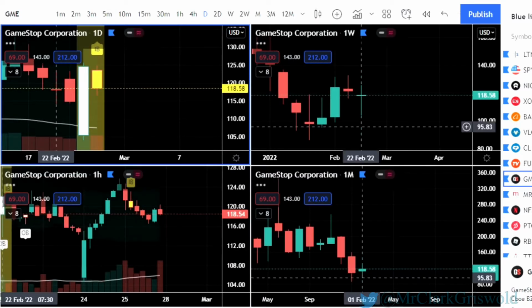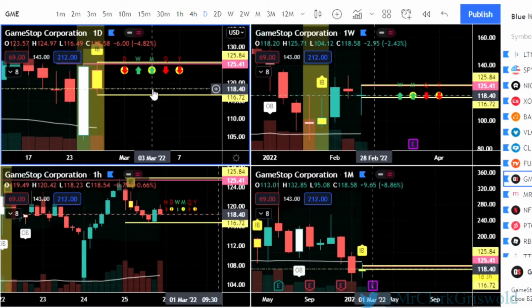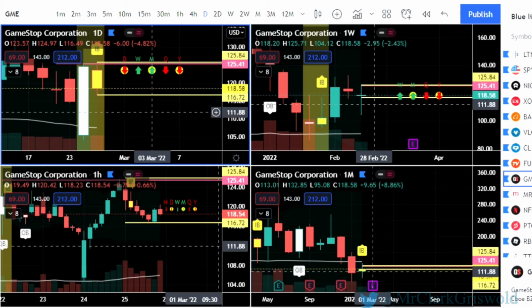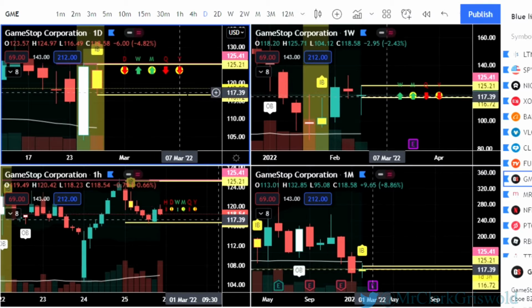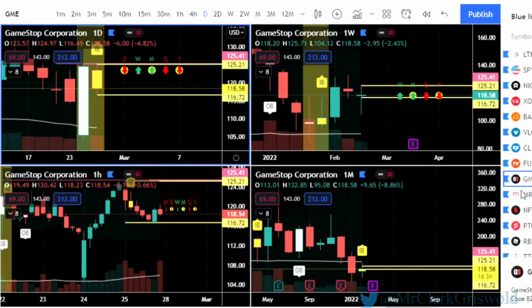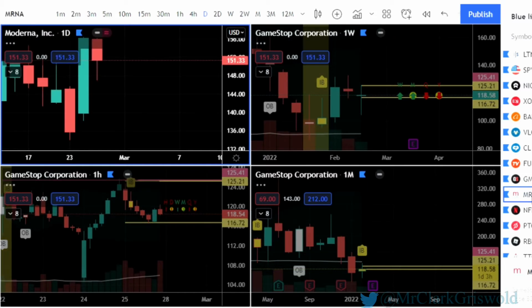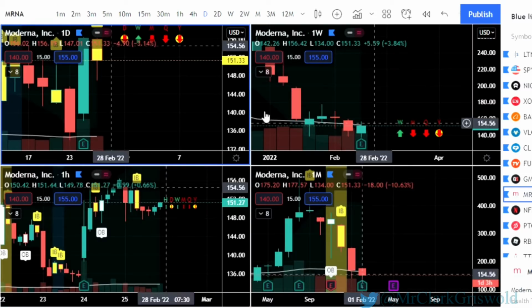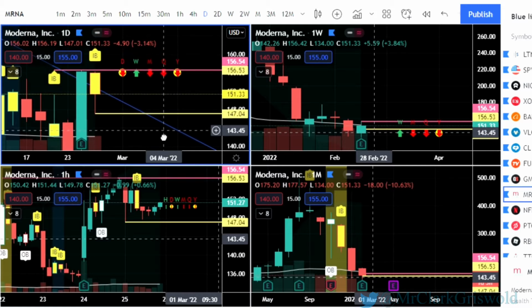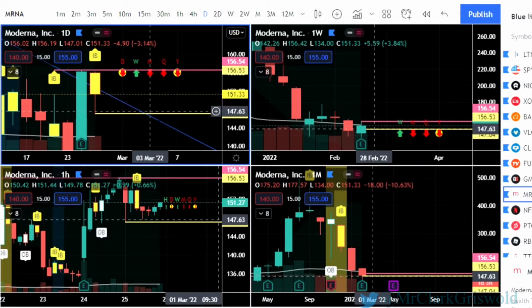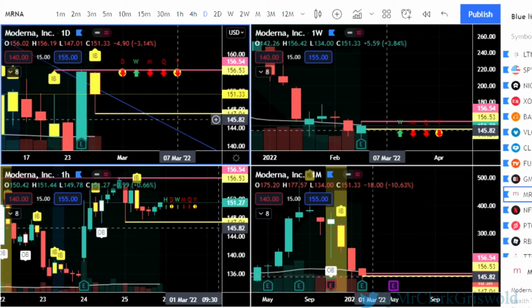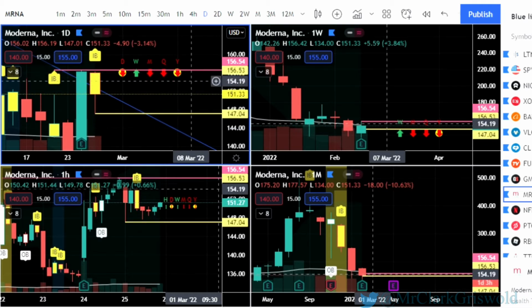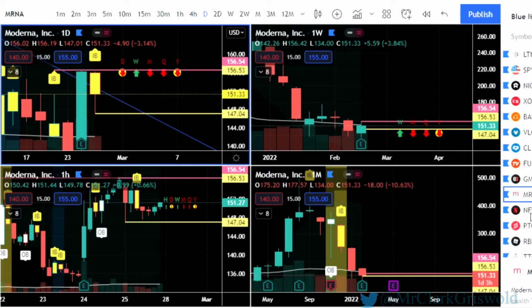GME, same thing, Holy Grail setup, 3-1 pattern, calls at 125. I'm going to lower this a bit. Calls at 125.21, puts at 116.72. Then we have Moderna, mRNA, inside bar. So we can take calls at 156.53, puts at 147.04.